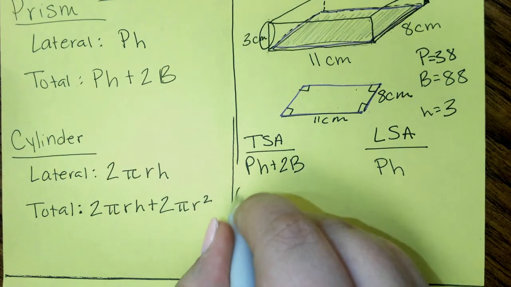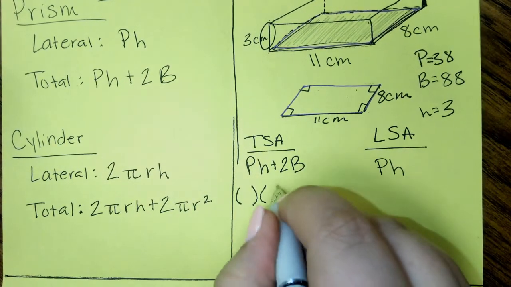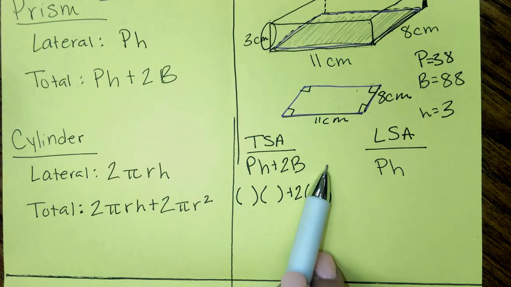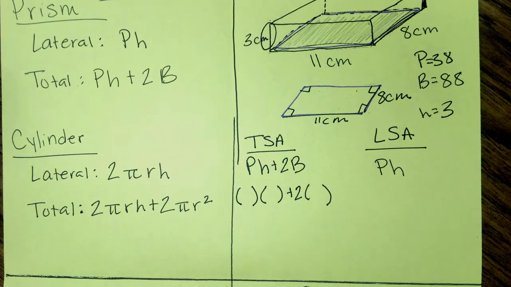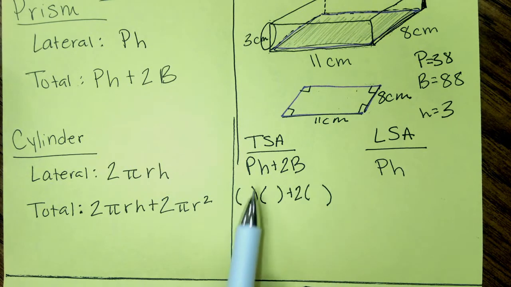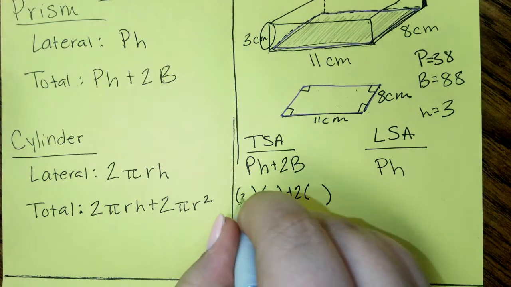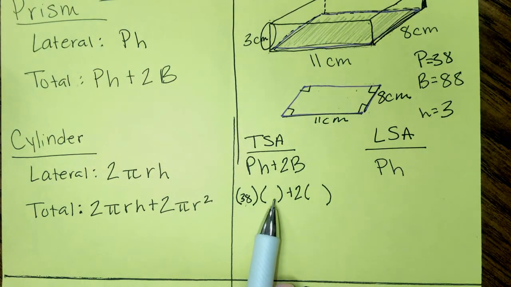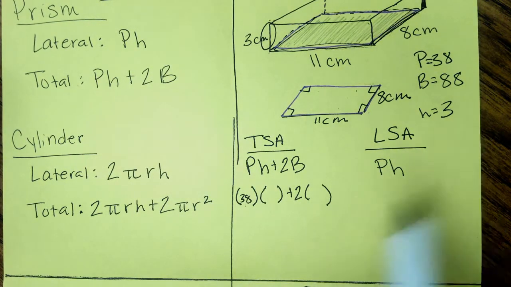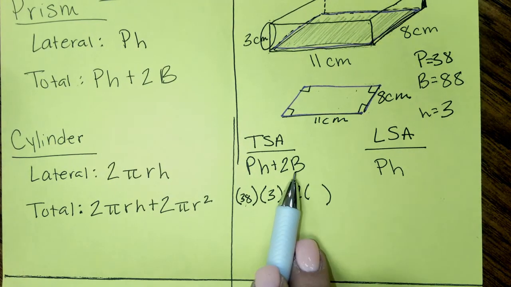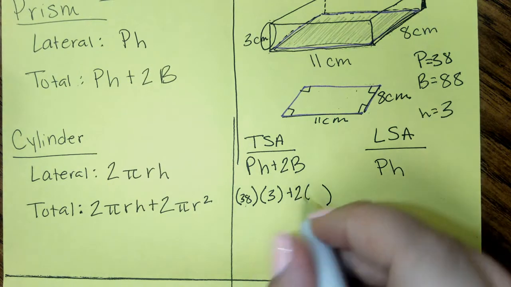I'm going to put a set of parentheses, or a bubble, everywhere I see a letter. I've written the formula once as letters. Now I'm going to fill in all of the letters with a number. This bubble is in place of P, and P is 38. This bubble is in place of H, and H is 3. And this bubble is in place of capital B, and the area of the base is 88.